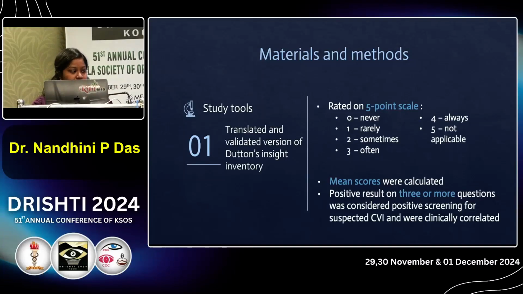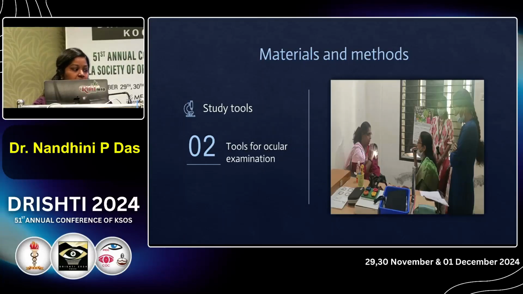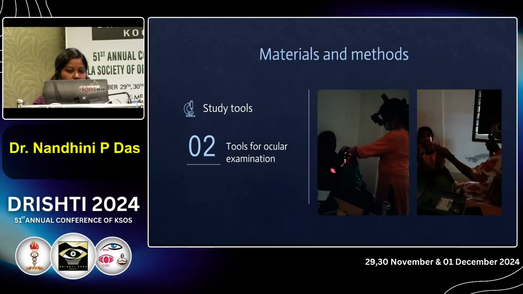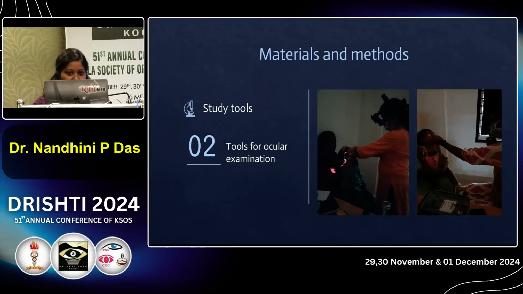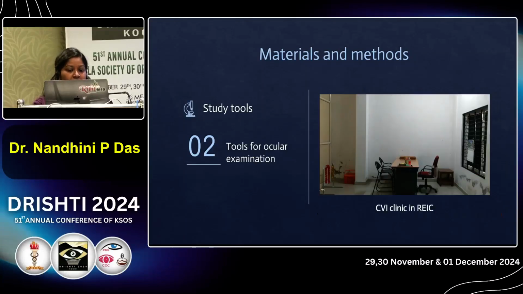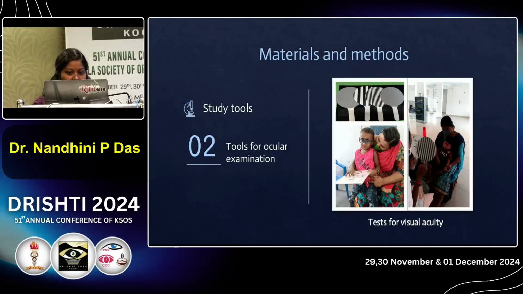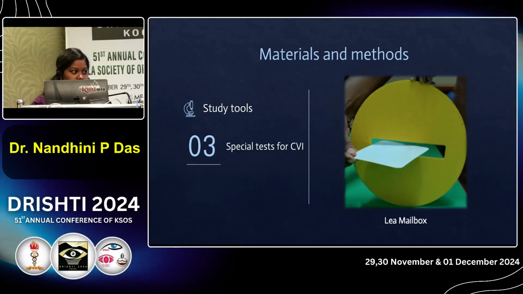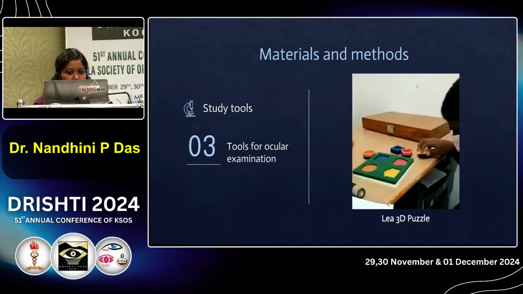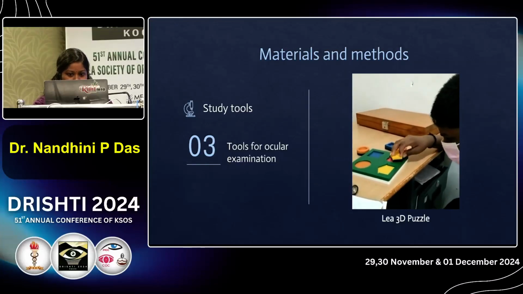A positive result on 3 or more questions is considered positive for screening of CVI, and these were clinically correlated. A comprehensive ocular examination is done including the fundus examination and dynamic retinoscopy. And this is a CVI clinic of our department, and these are the tools we used in our clinic. And the special tests for CVI include the LIA mailbox and LIA 3D puzzle.